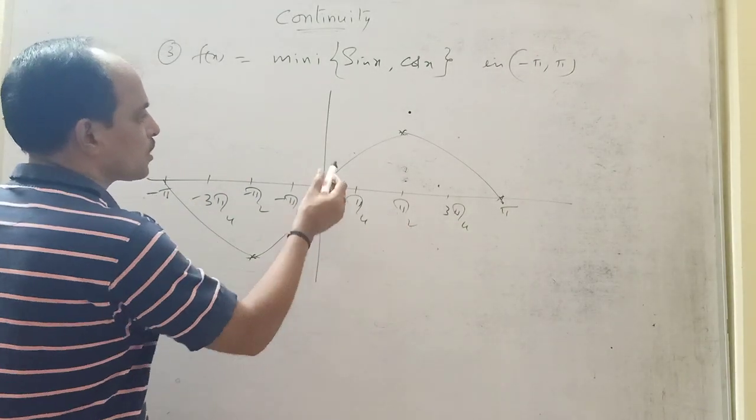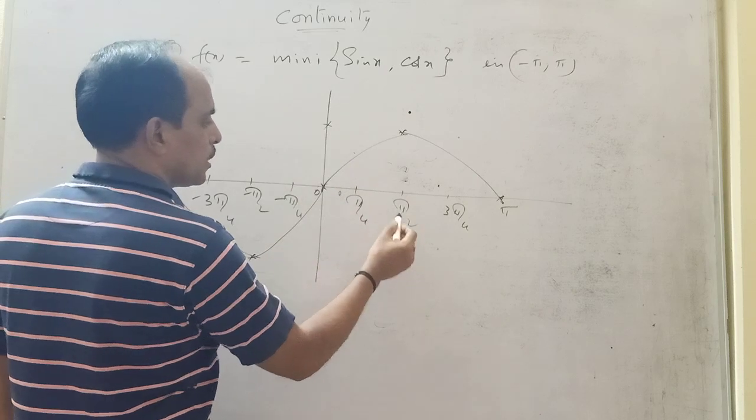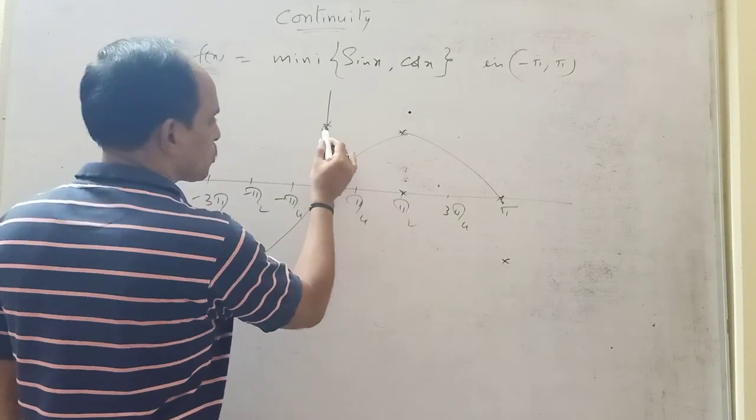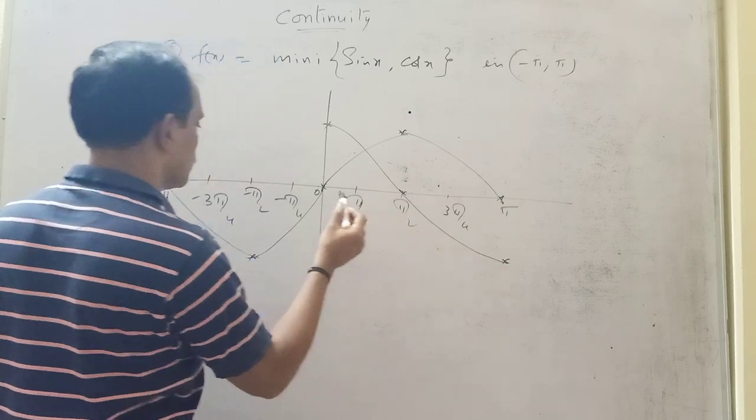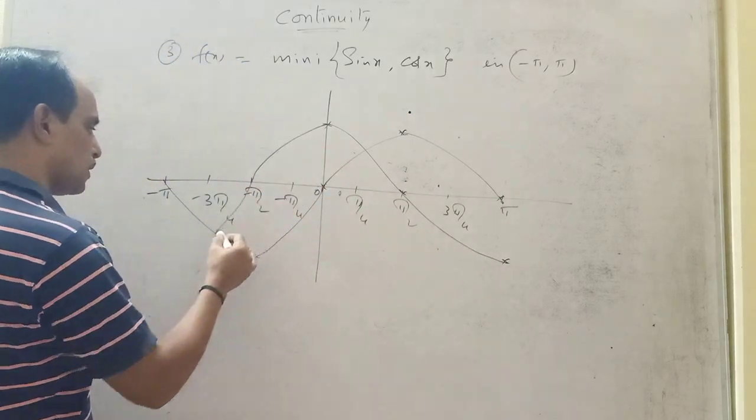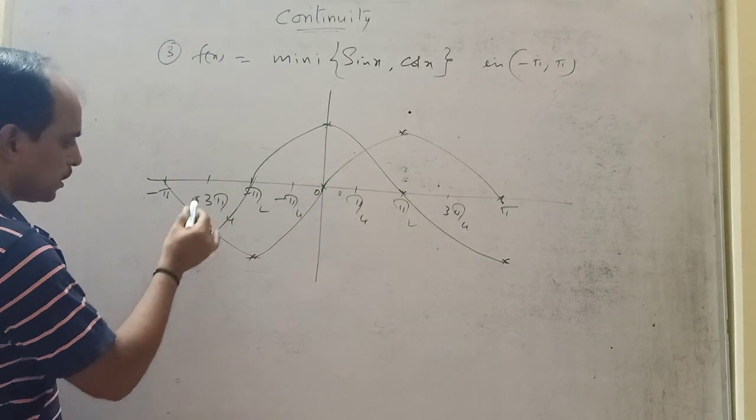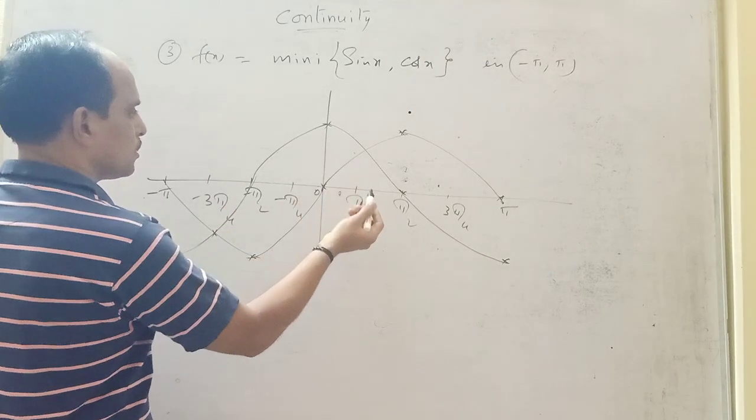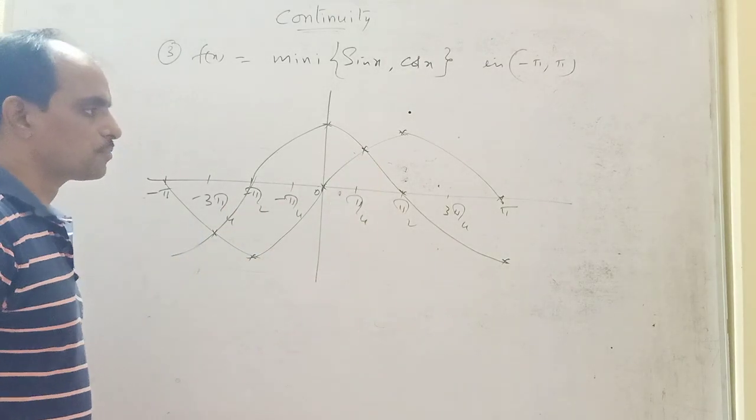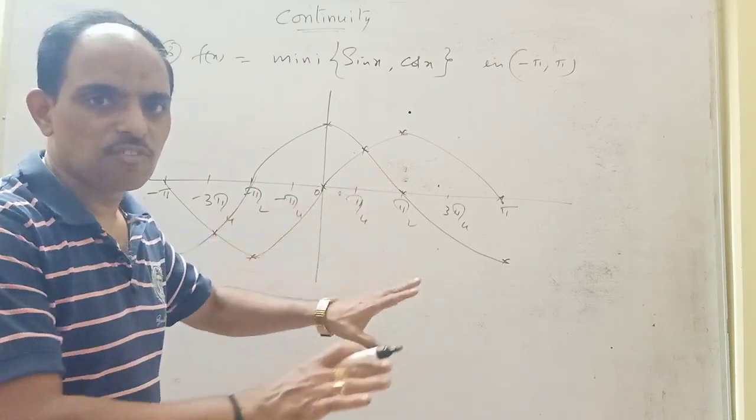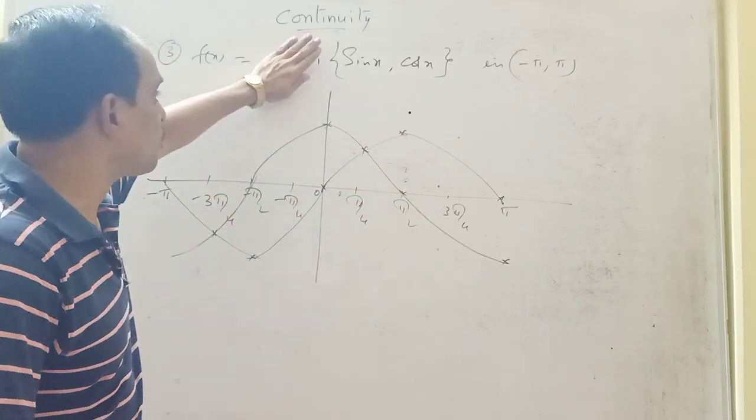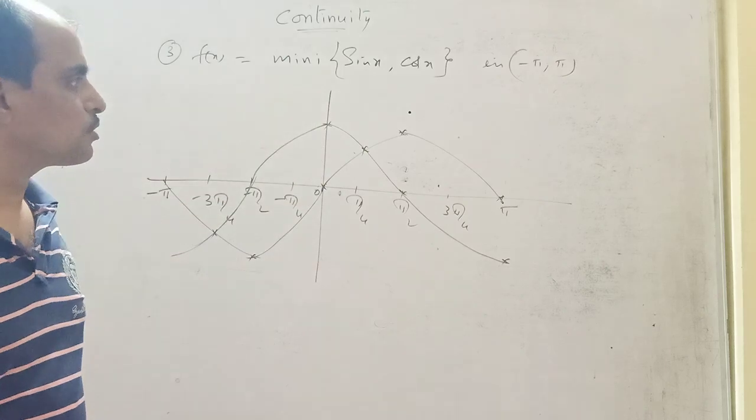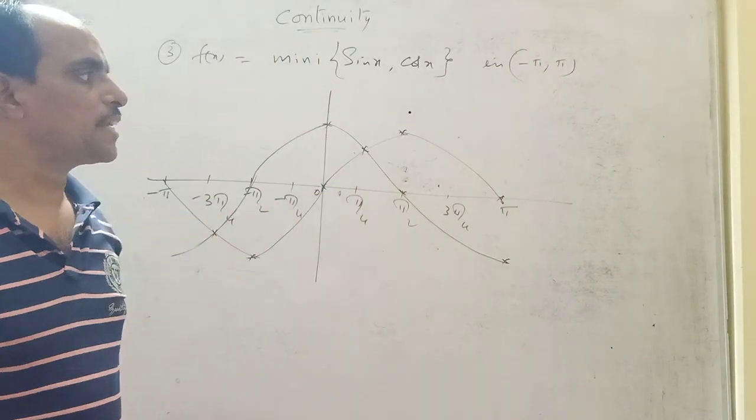What about the graph of cos x? That is 1, and it is 0, and it is minus 1. So it will be like this. Okay, so the curves intersect at these points. This is the graph of sin x and cos x, but not the graph of the minimum of these. Now I am going to take the graph of the minimum of sin x comma cos x.